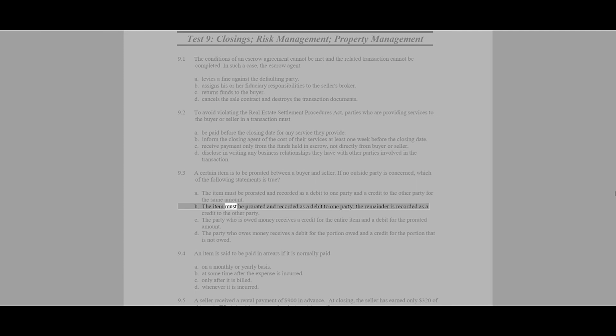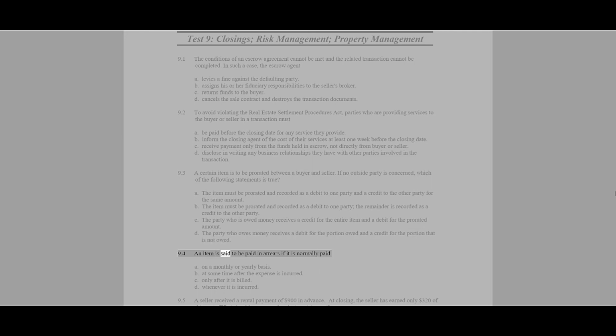B. The item must be prorated and recorded as a debit to one party, the remainder is recorded as a credit to the other party. C. The party who is owed money receives a credit for the entire item and a debit for the prorated amount. D. The party who owes money receives a debit for the portion owed and a credit for the portion that is not owed.